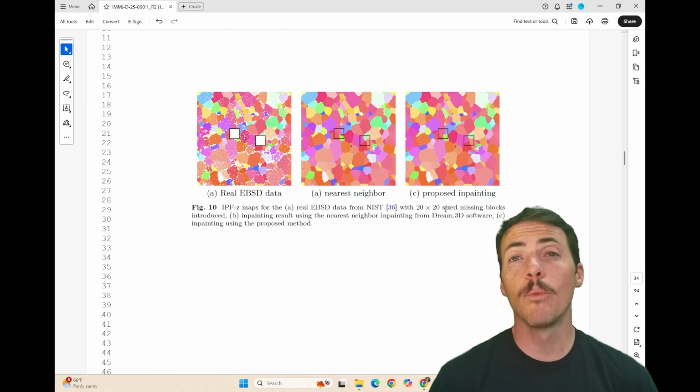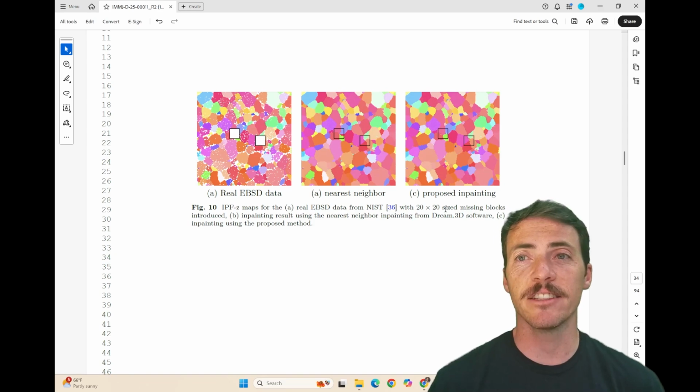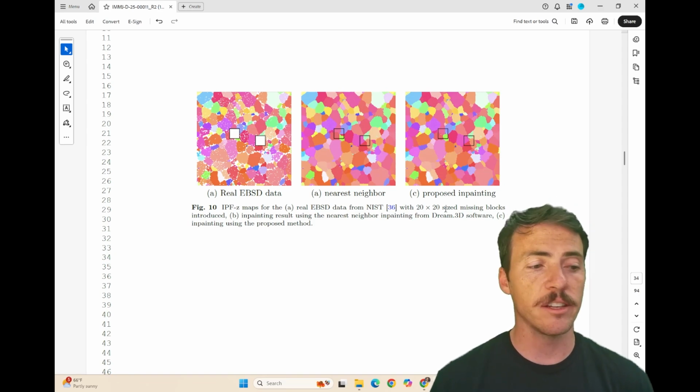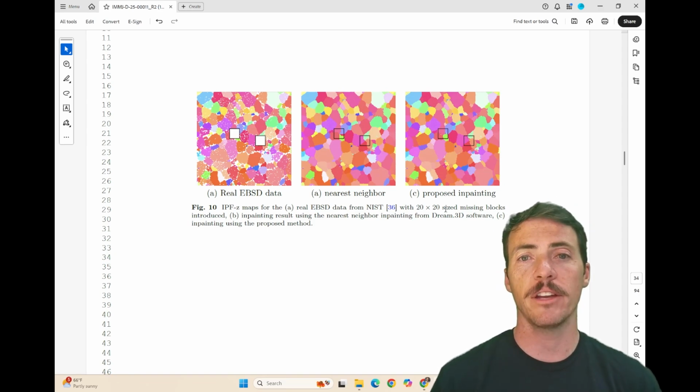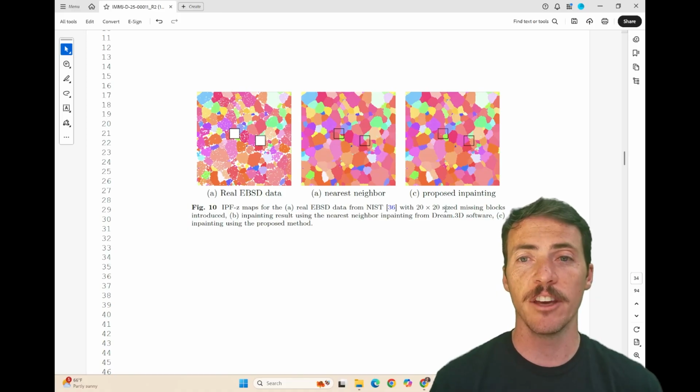I think we're going to see more and more automated analysis and extraction of information from large data sets as we increase our throughput of manufacturing materials and characterizing them. And infilling data, I think, is going to be an important part of that.